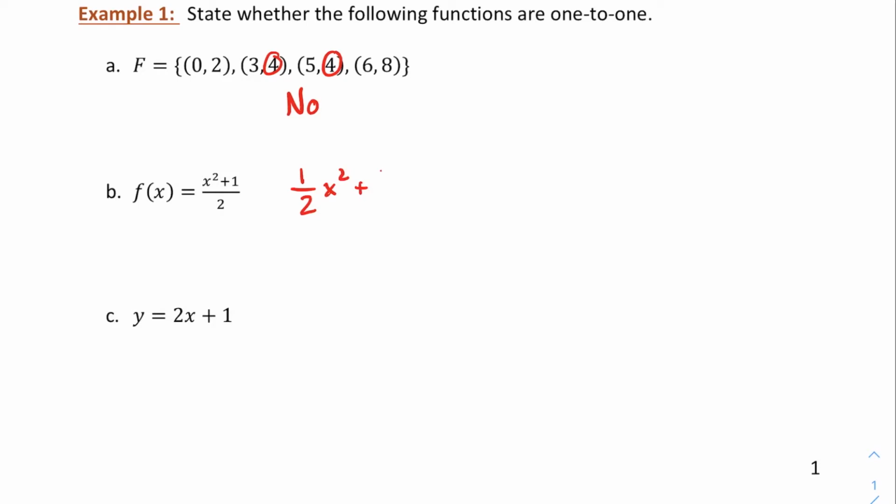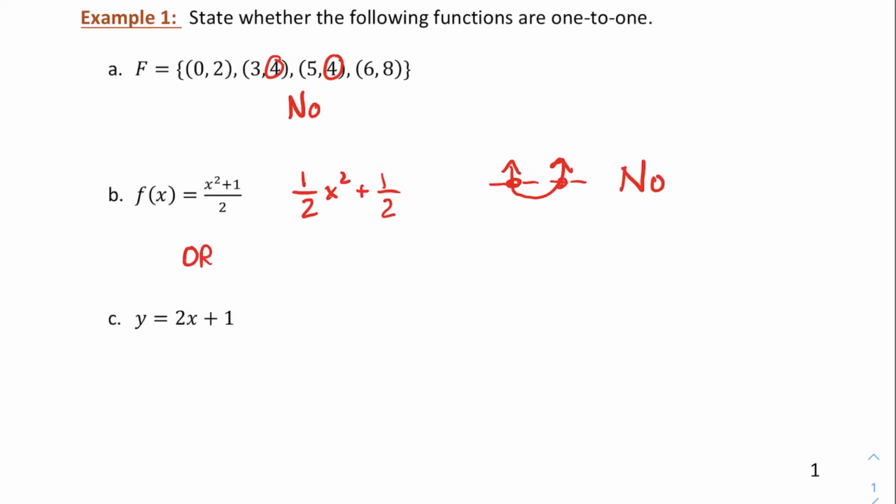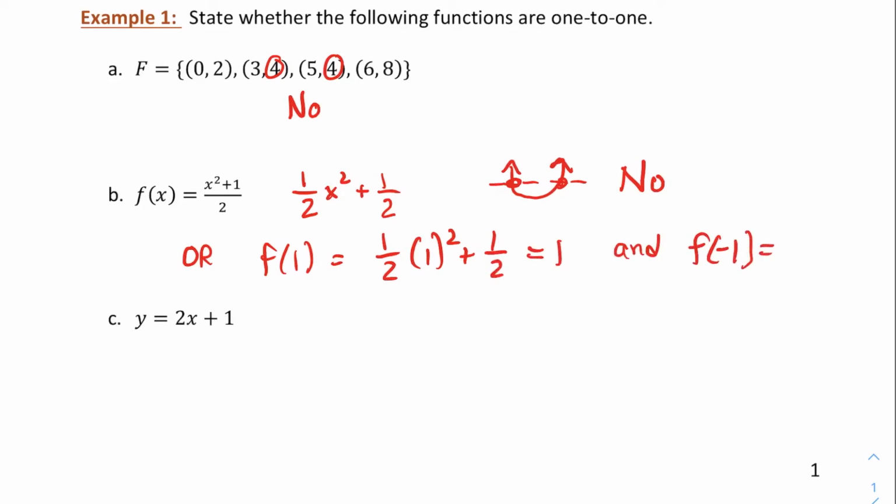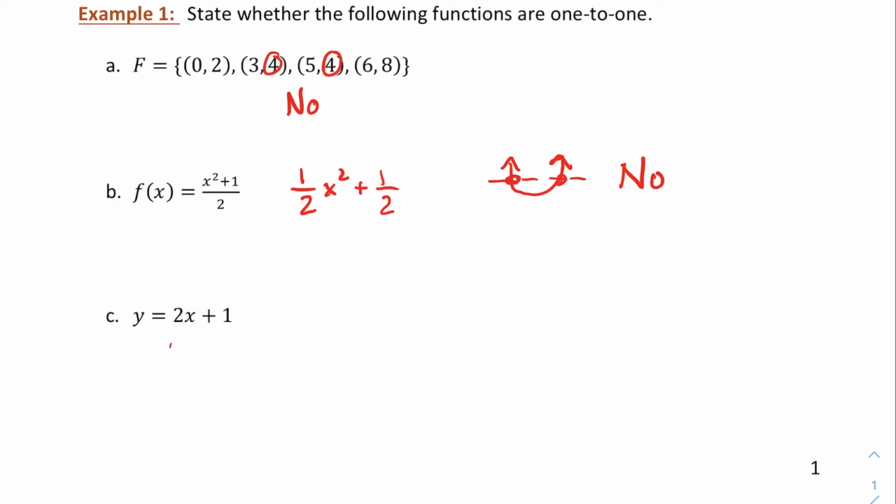On B, you can think about the graph. If you rewrite that, it's a parabola, which means that you do have 2 points that share the same y values. Or if you think about plugging in a couple of different x values, say you plug in 1 and you plug in -1. In either of those cases, you're going to get an output value of +1. So for those 2 input values, they share the same output value, which means it is not one-to-one.